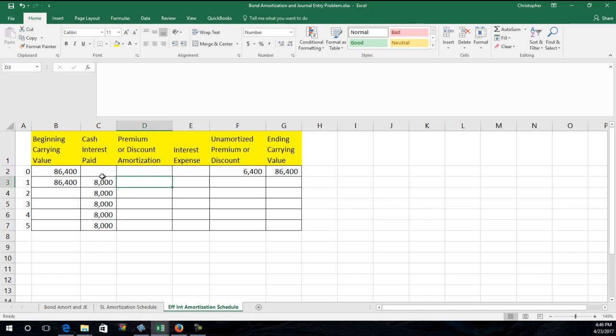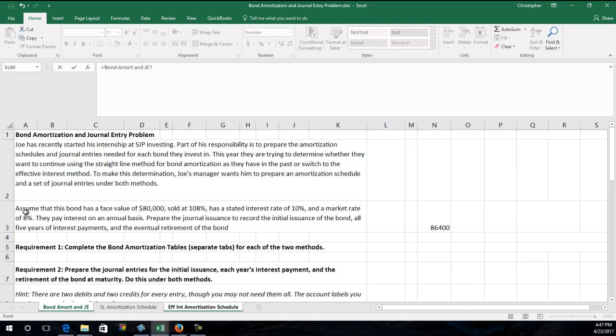However, before we calculated the premium amortization, that was the first thing we did, and then we went to the interest expense. Under the effective interest method, you start off with the interest expense, and then you back into the premium amortization. The interest expense is actually going to be the beginning carrying value multiplied by the effective rate for that period. That's where it gets the name, the effective interest method. Now in this case, the market rate was 8%.